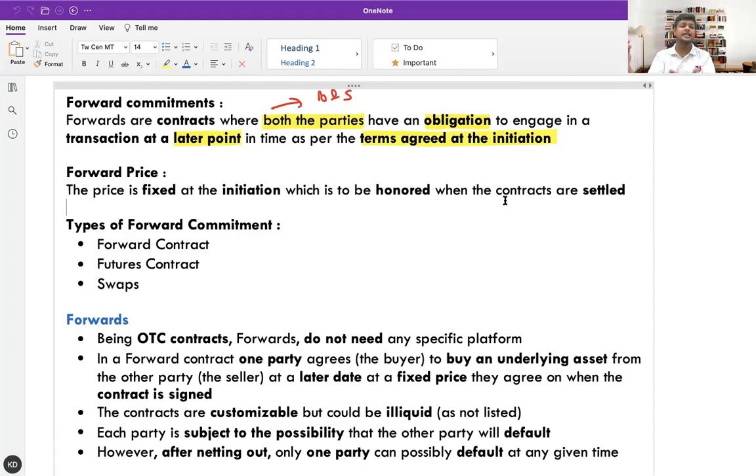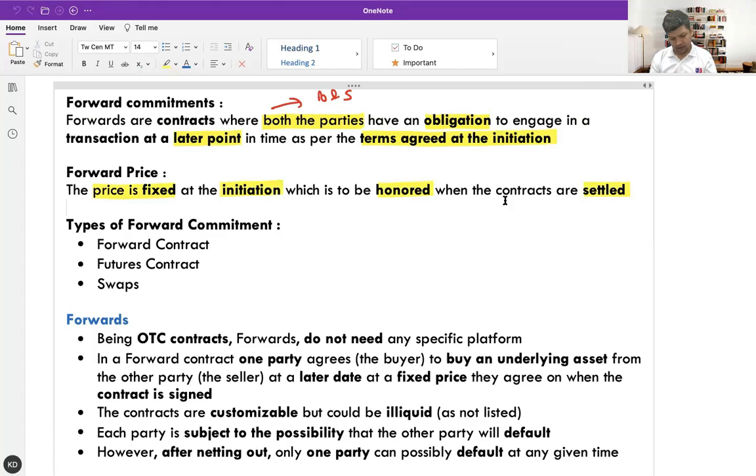So as per the contract that you and I decide. And in that contract, what is decided is that you and I will trade at a particular price in the future. I will buy from you and you will sell me, let's say, a stock after 3 months at a fixed price which you and I agreed today. That price is called the forward price, or the price at initiation. That price is fixed at the initiation, which is to be honored when the contract is settled.